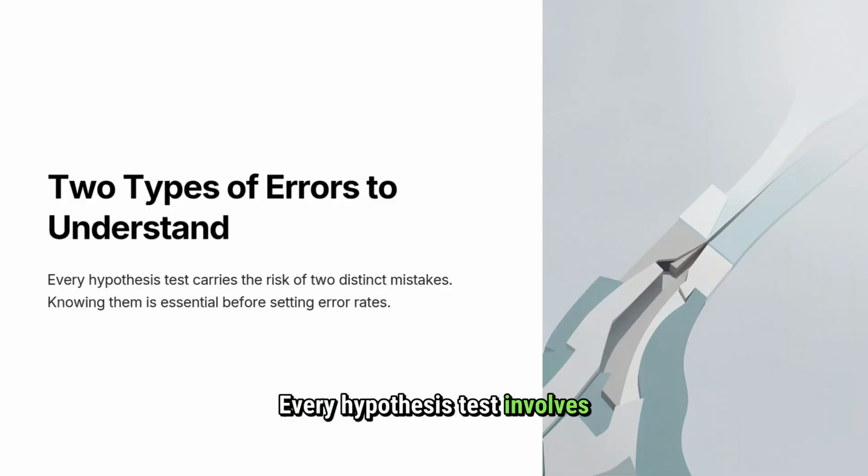Every hypothesis test involves the risk of making an incorrect decision. There are two types of errors that can occur, and understanding them is important when designing a study and selecting an appropriate sample size. Type 1 error, alpha, occurs when the null hypothesis, H0, is rejected even though it is actually true. This is known as a false positive or a false alarm. For example, a company may conclude that a process improvement is effective when, in reality, no improvement has occurred. The probability of making a type 1 error is represented by alpha, which is commonly set at 0.05.